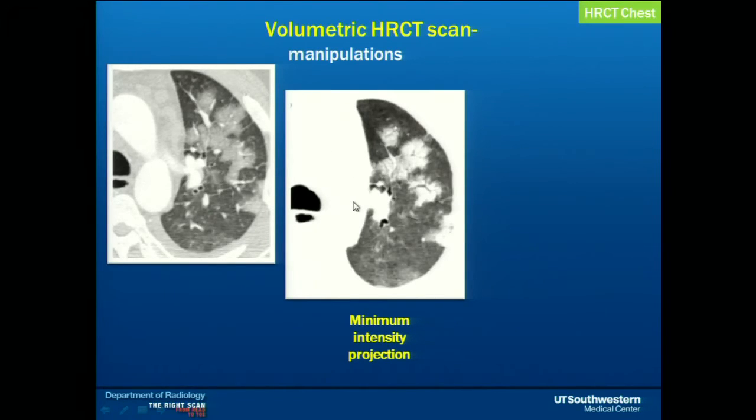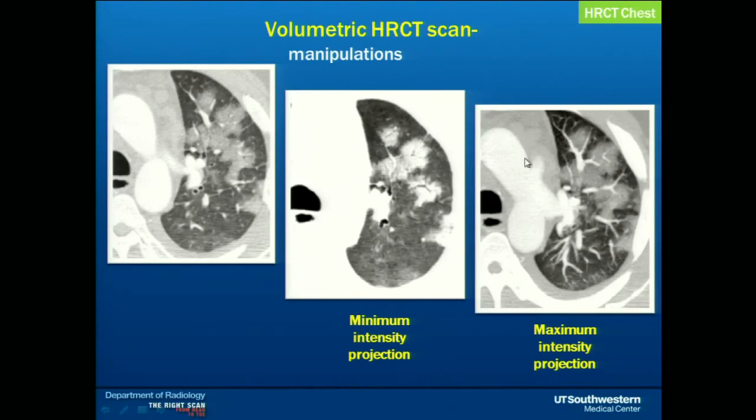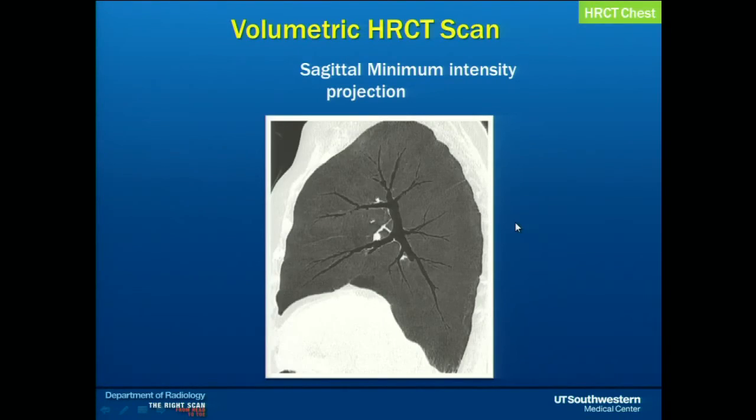And this is a minimum intensity projection image which highlights the pixels which are very low in attenuation. So the airways will appear very dark, and you can nicely see these air bronchograms going into the lobular consolidations. This particular image is a maximum intensity projection image, which highlights the pixels which are very high in attenuation. So the vessels can be seen nicely going into these lobular consolidations. And this is a sagittal minimum intensity projection image.